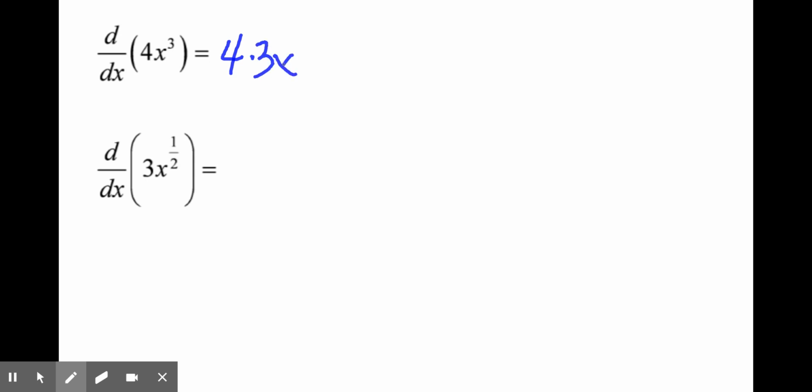Bring the 3 down, leave the x, take 1 from the power, and now you can multiply 4 and 3, you get 12x squared. There's your derivative. Same thing here, okay?